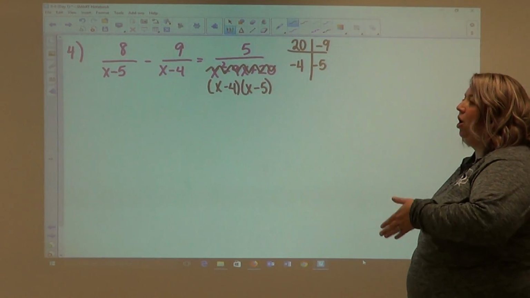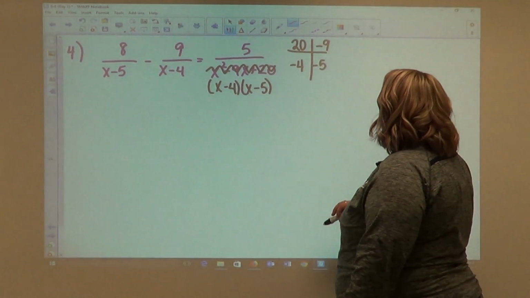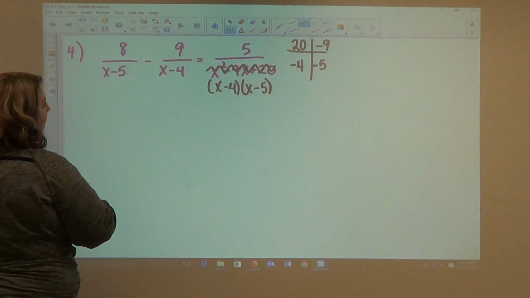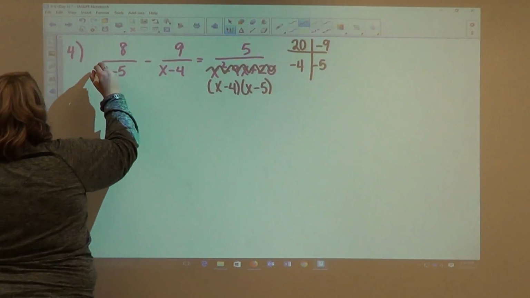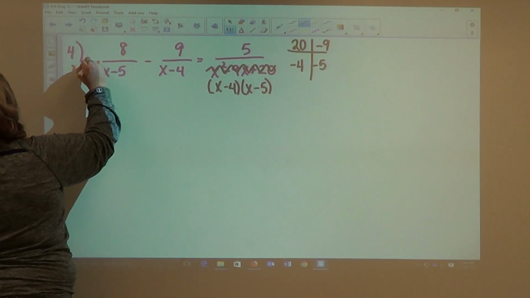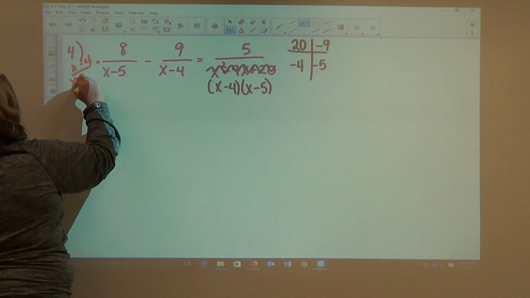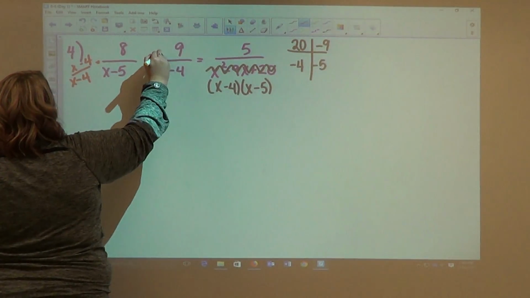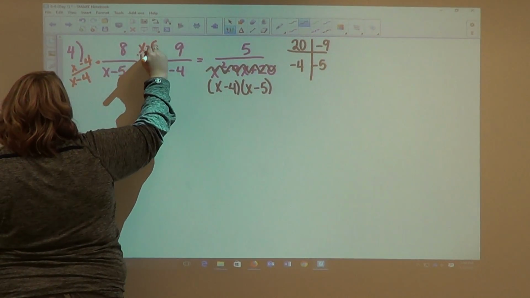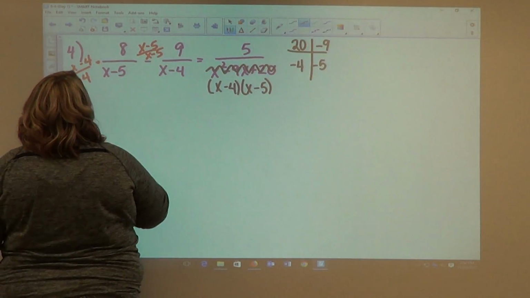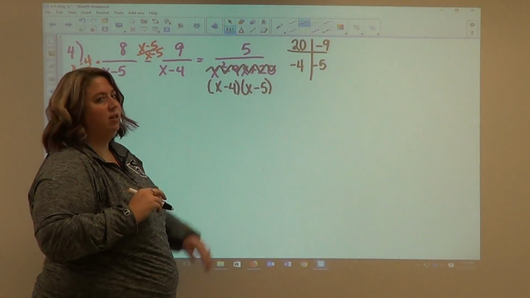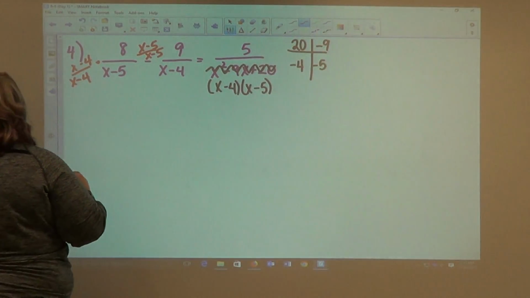Okay, then you look at what they all have and you're going to multiply by what they still need. So like this one has an x minus 5, but I see there's x minus 4's over here. So I'm going to have to multiply this one by x minus 4. This middle one needs an x minus 5, so I'm going to multiply it by x minus 5. Okay, this one has both of them, so I don't have to multiply that side by anything.